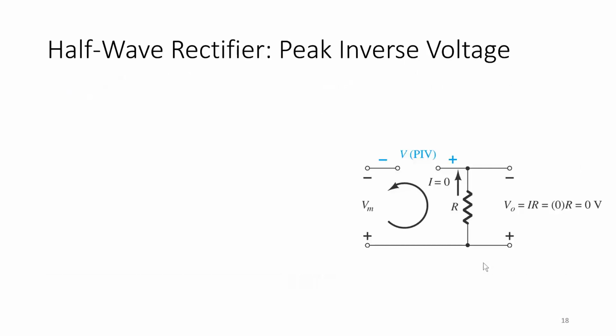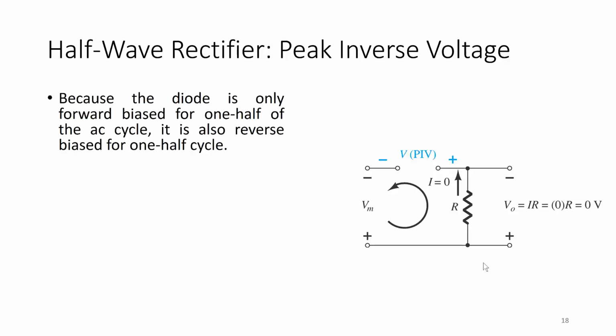The next thing that we need to consider is peak inverse voltage. We know that the diode is supposed to go forward biased and then reverse biased as the input signal goes from positive cycle to negative cycle. Remember, in our previous example, there was an issue of breakdown. Because the diode is only forward biased for one half of the AC cycle, it is also reverse biased for the other half cycle. So our previous slides touched on the issue of breakdown.